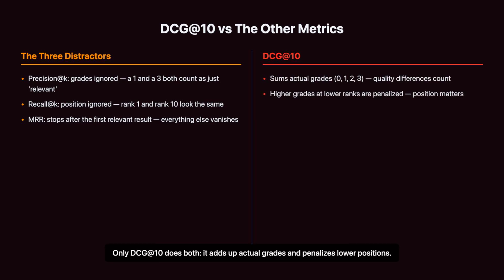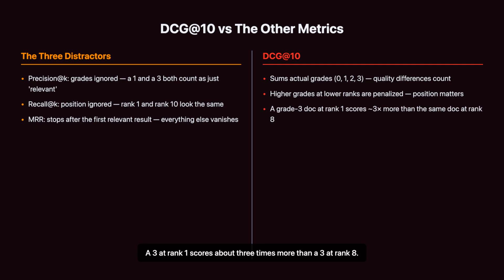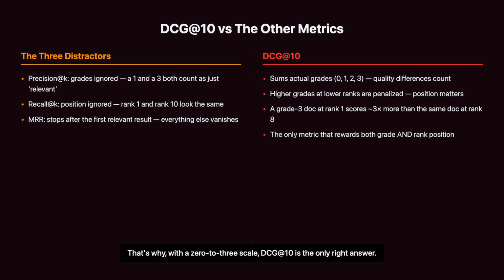Only DCG at 10 does both. It adds up actual grades and penalizes lower positions. A 3 at rank 1 scores about 3 times more than a 3 at rank 8. That's why, with a 0 to 3 scale, DCG at 10 is the only right answer.